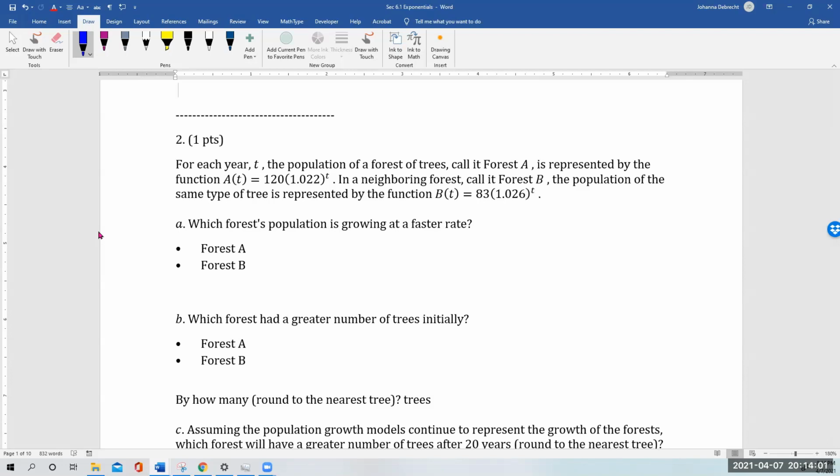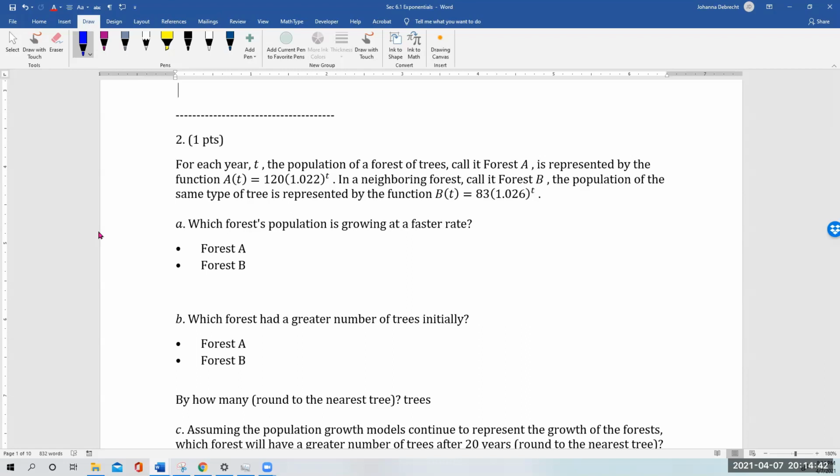Since both have a power of t, that's the same in both equations. That then will not be what is affecting the rate of growth. In this case, what will affect the rate of growth is the base of the exponential. In forest A, the base of the exponential is the 1.022. Remember that by order of operations, exponentials are done before the multiplication by 120. Remember that it is PEMDAS: parentheses, then exponents, then multiplication and division from left to right, then addition and subtraction.